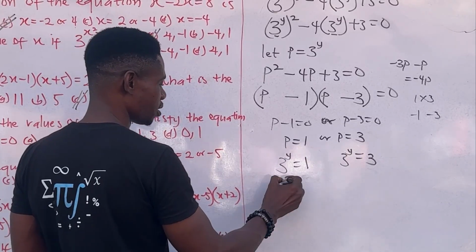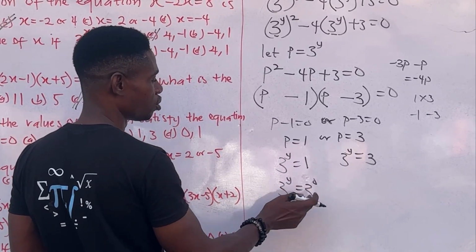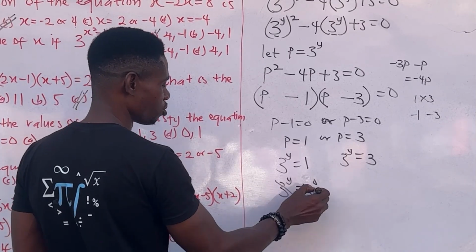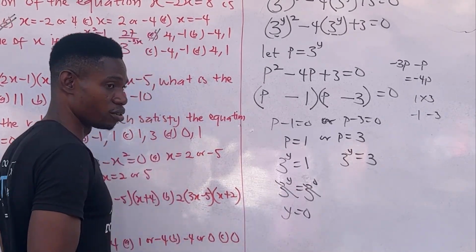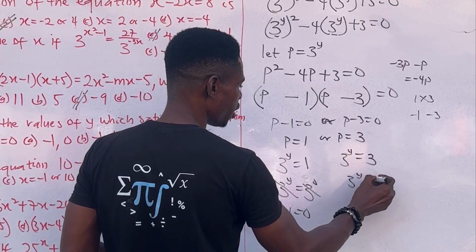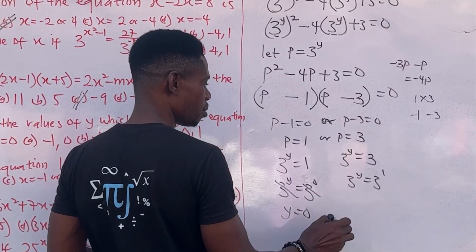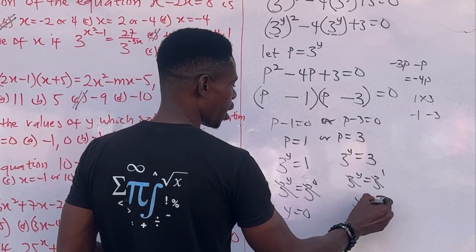So in this first case, 3 raised to the power y equals 3 raised to the power 0. Remember, anything raised to the power 0 is 1. So this cancels this, our y equals 0. Or in this other case, 3 raised to the power y equals 3 raised to the power 1, because 3 and 3 raised to the power 1 are the same. So 3 cancels 3, our y equals 1.